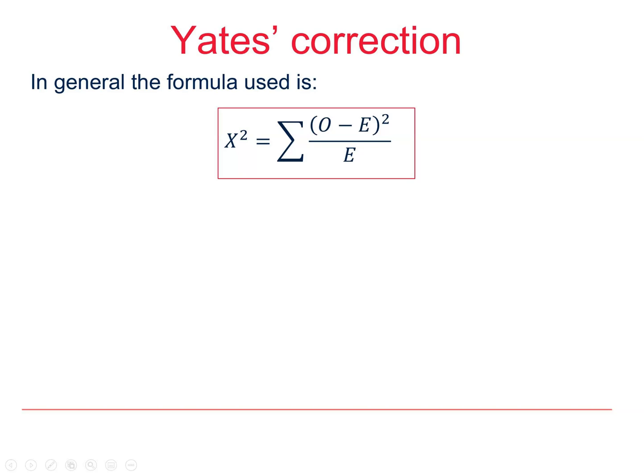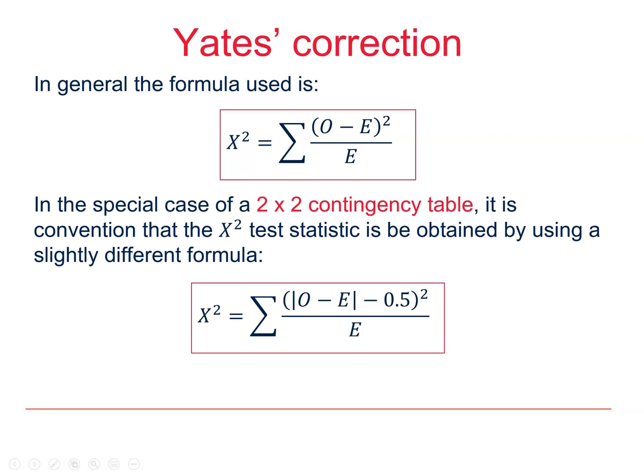We have already seen and used the general formula for x squared. Here is the adapted form for use with 2x2 contingency tables. You just need to subtract 0.5 from the difference before squaring. But you need to make sure that you subtract it from the positive difference, indicated by the modulus of O minus E.